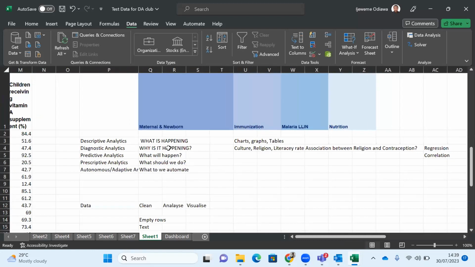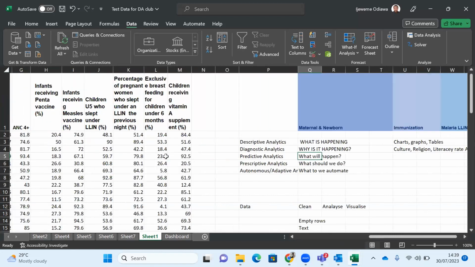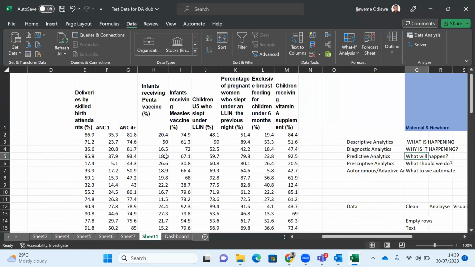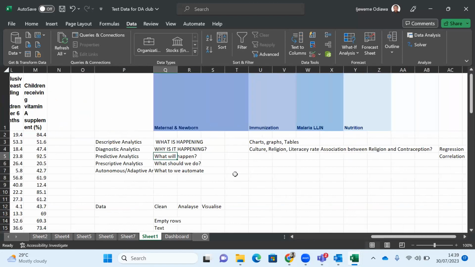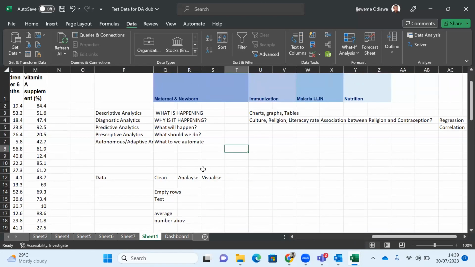So predictive analytics tells us what will happen. We don't have that here. So unfortunately, we can't do that. I wish we could lay our hands on any historical data sets. We would have done some forecasting. They would have quickly done some forecasting.